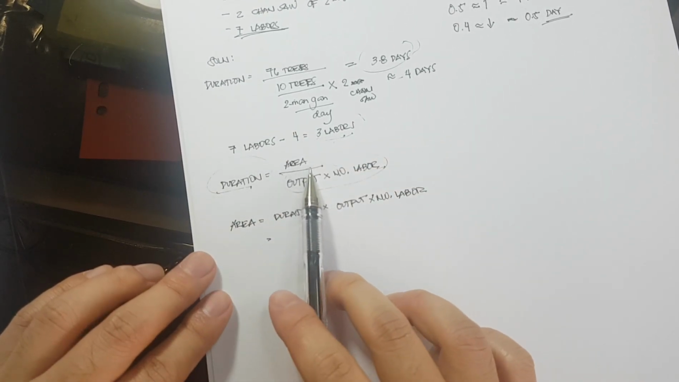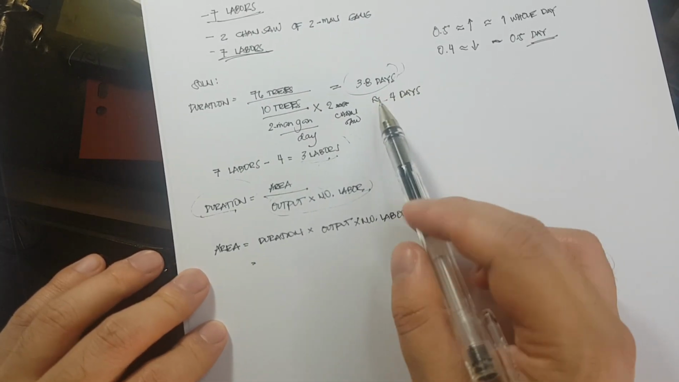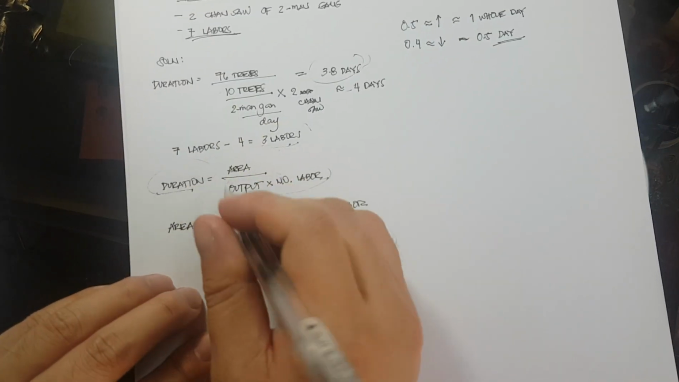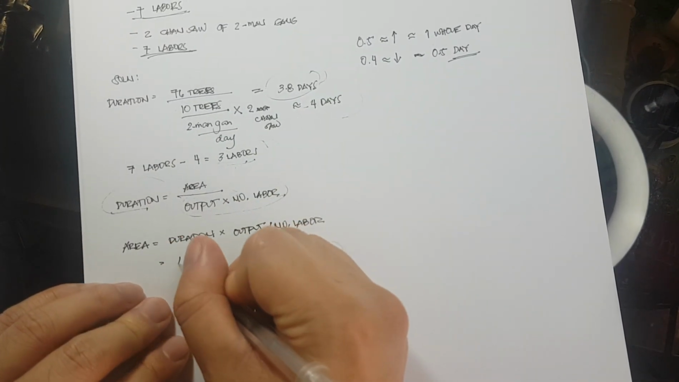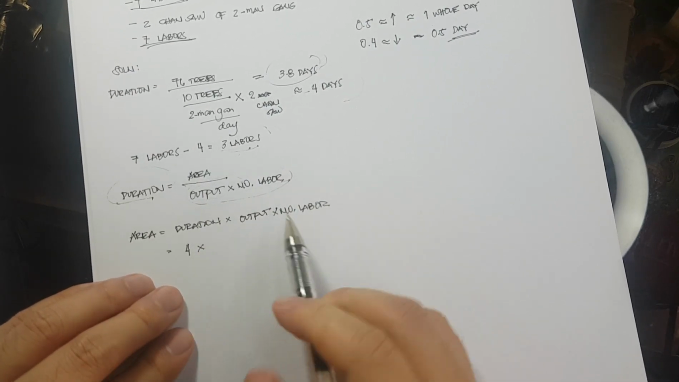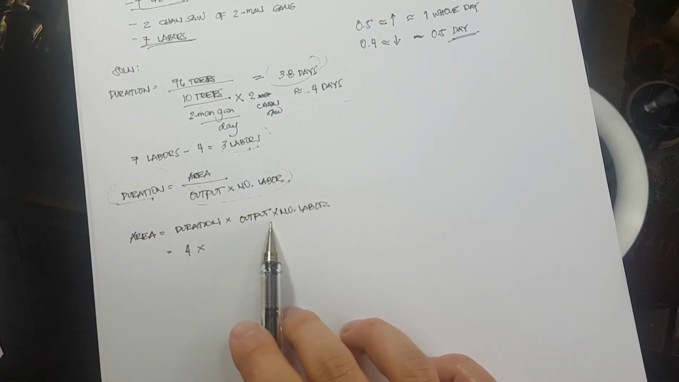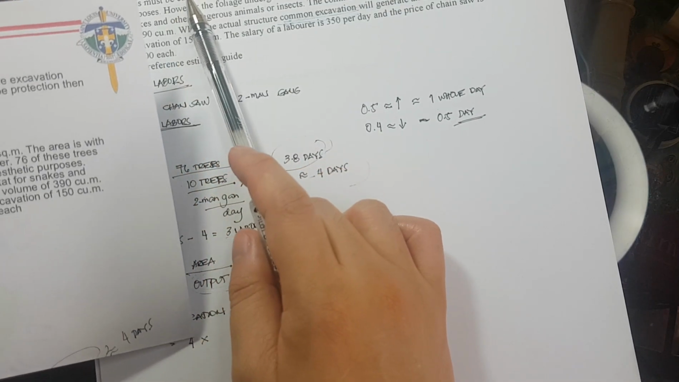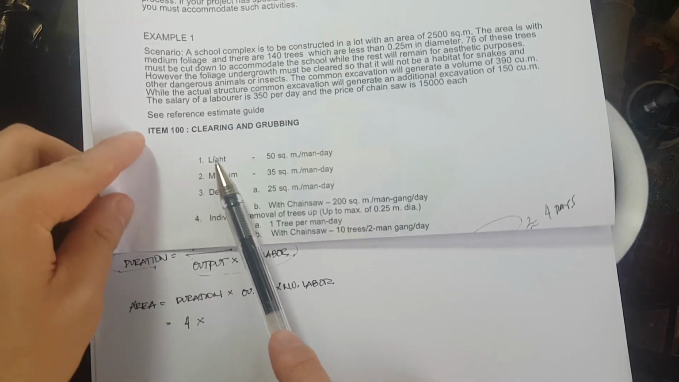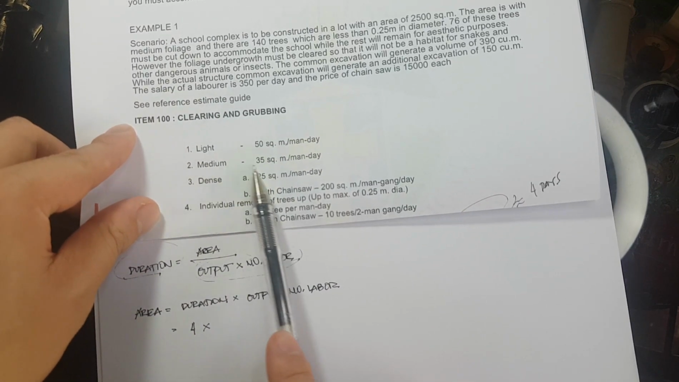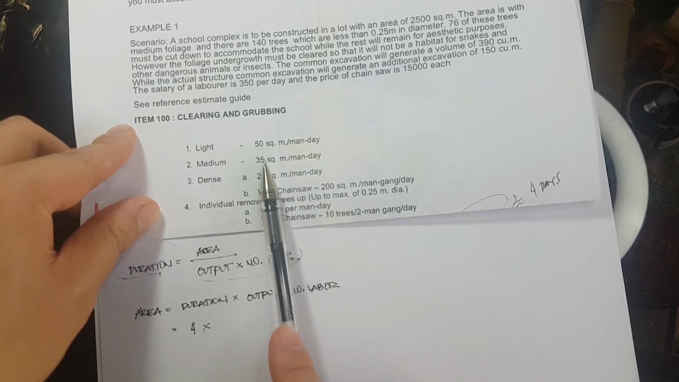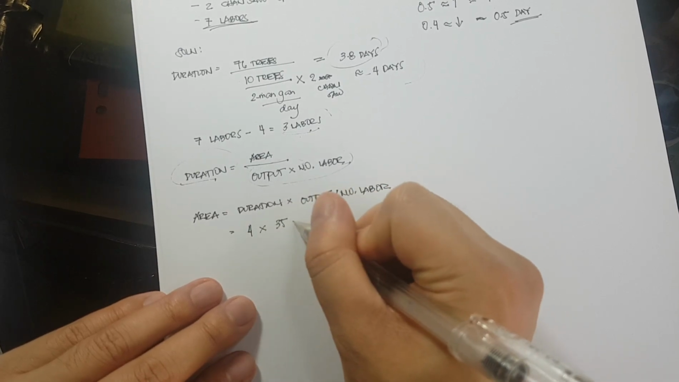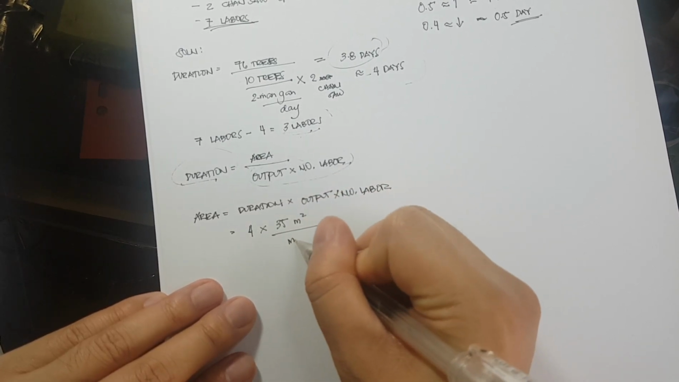So, ang duration natin is 4 days. Take note, sa unang 4 days, kakatay ng trees yung apat. So, yung tatlo, sa 4 days na yan, ano yung gagawin nila? So, the duration is 4 days times what is the output. Now, ang sabi sa problem natin, it is medium foliage. Okay? So, if we are going to check here, we have the light, medium, and dense. So, since it is medium, we are going to use 35 square meter per man-day. So, times 35 square meters per man-day.